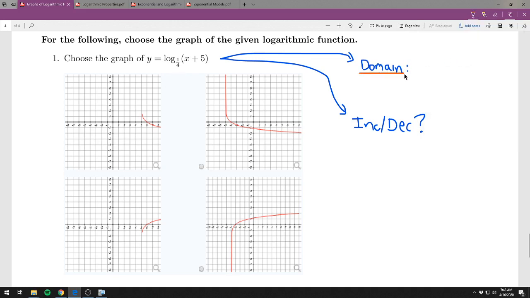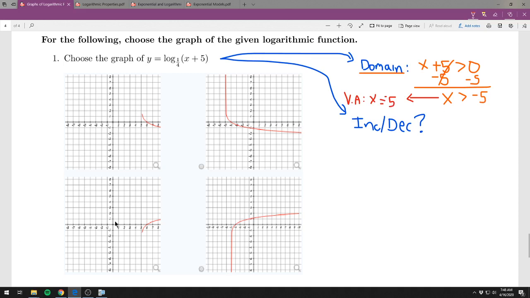The domain that we just talked about, we set the inside greater than 0 and solve. We get x plus 5 is greater than 0. Subtract the 5. And we get x is greater than -5. Right, and x is greater than -5. You can also write down the vertical asymptote from here, which would be x equals -5. Remember, it matches that number, -5, not 5, the same number here.